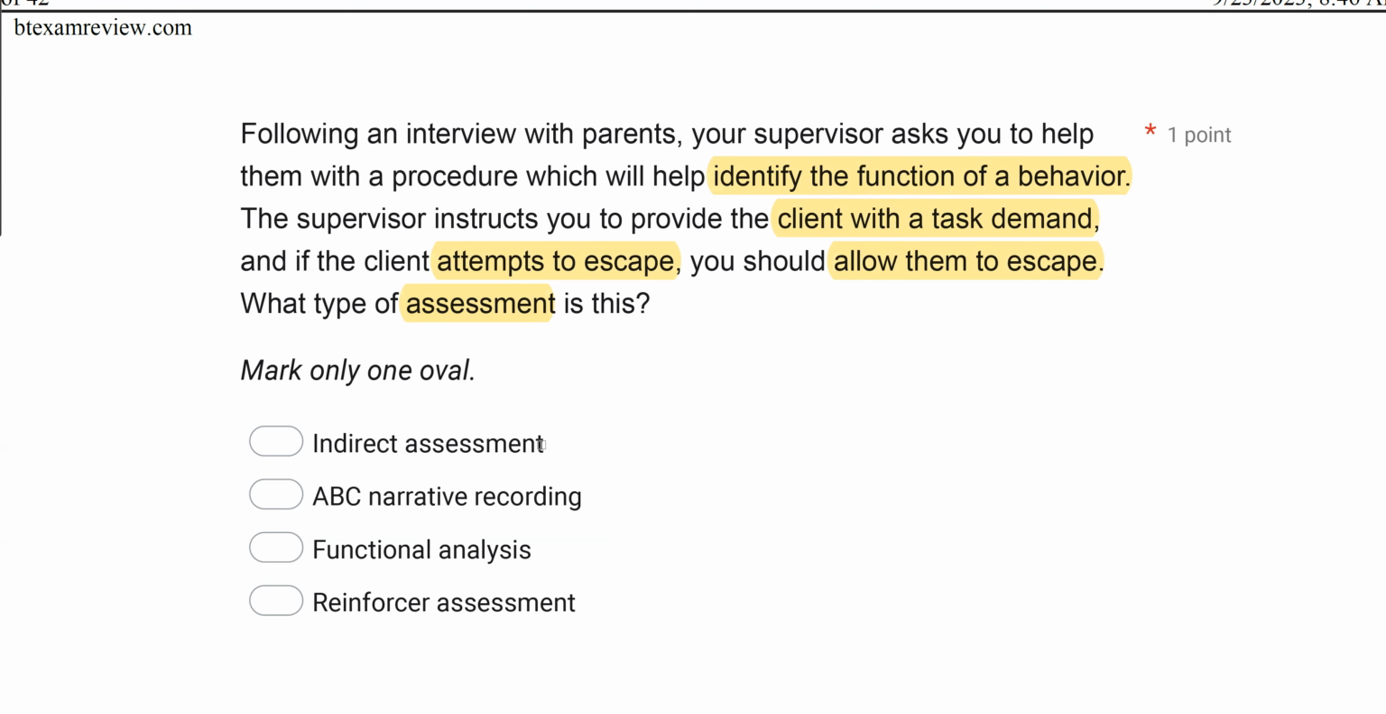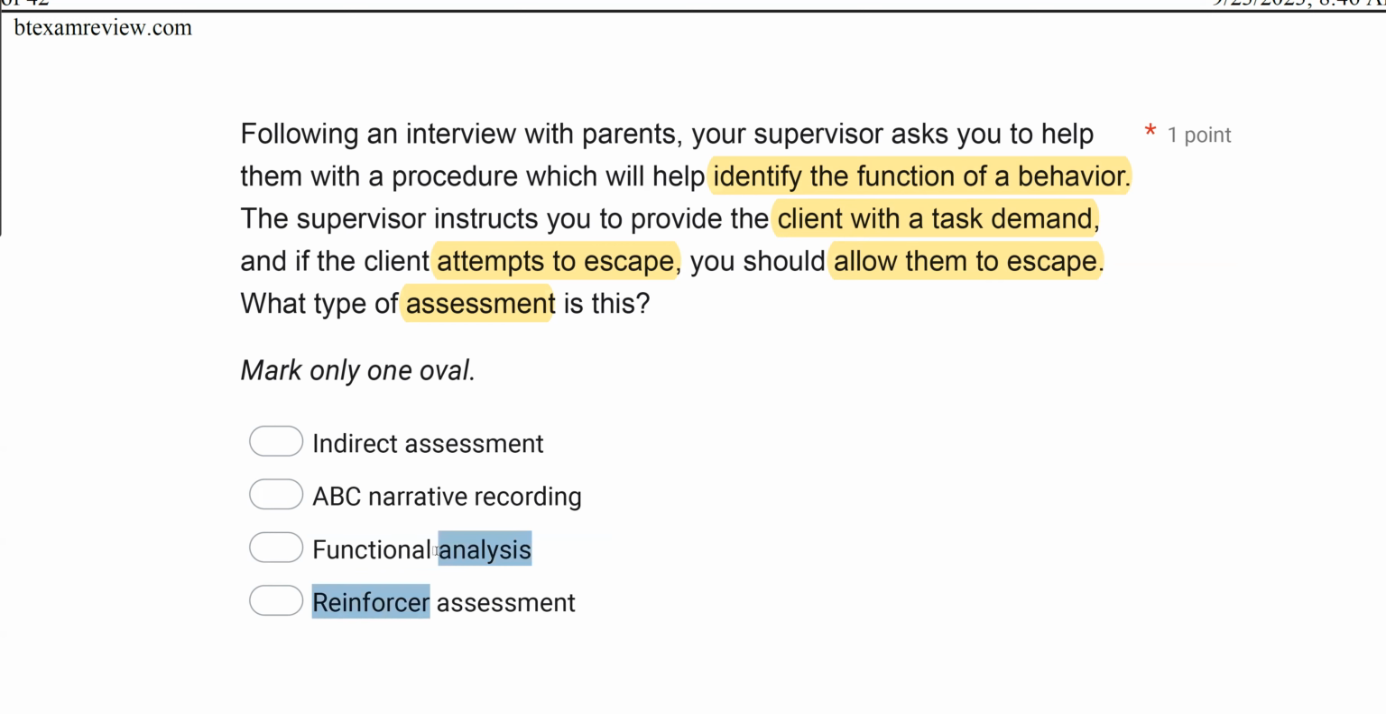So an indirect assessment, A, those are surveys, interviews. We're not actually working with the client. We're not observing the client's behavior. Obviously, we're doing both here. It is an indirect. ABC narrative recording, you're keeping an ongoing log of antecedents and consequences. Well, that's not what you're doing here because you're actually manipulating the antecedents and consequences. You're providing the task demand, and based on the client's behavior, you're giving the consequence. If they want to escape, you allow them to escape. This is a functional analysis. Reinforcer assessment, we're not assessing reinforcers here. D is out.